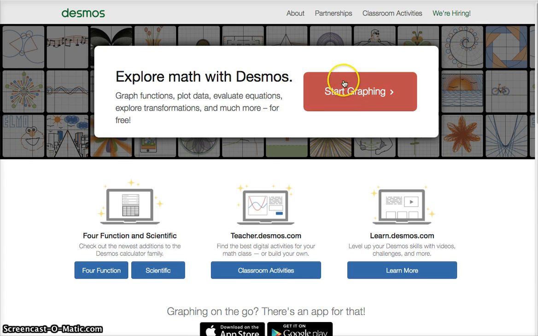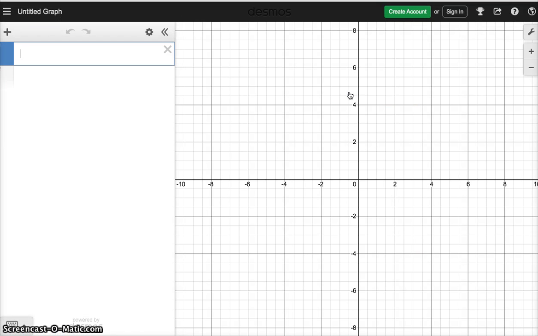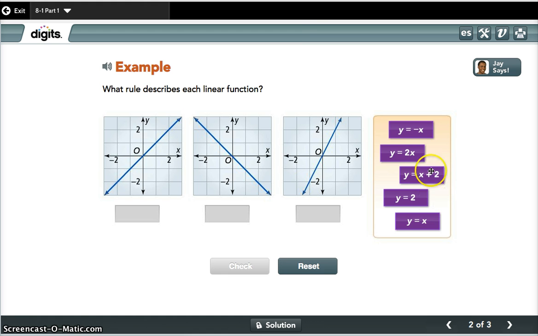You don't need a login or an account or anything. If you just click Start Graphing, it works like a graphing calculator. And I want to introduce you to what happens when you're working with different types of graphs. So let's start with this y equals 2x option. Actually, no, we're going to start with y equals x.